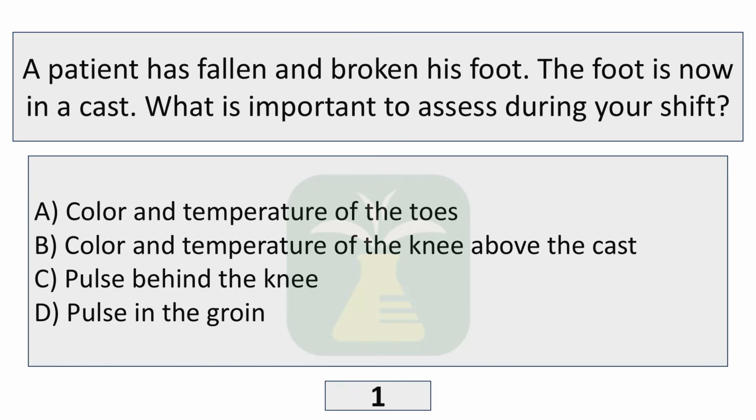A patient has fallen and broken his foot. The foot is now in a cast. What is important to assess during your shift? A. Color and temperature of the toes. B. Color and temperature of the knee above the cast. C. Pulse behind the knee. D. Pulse in the groin.